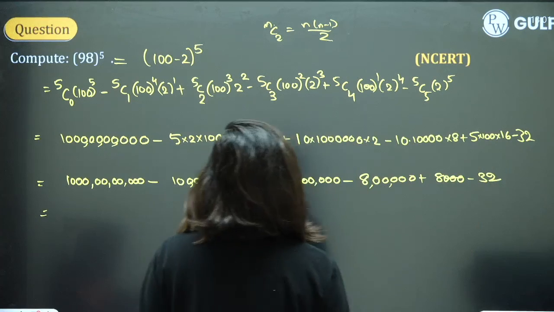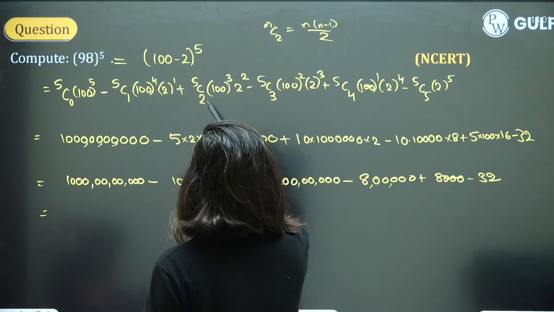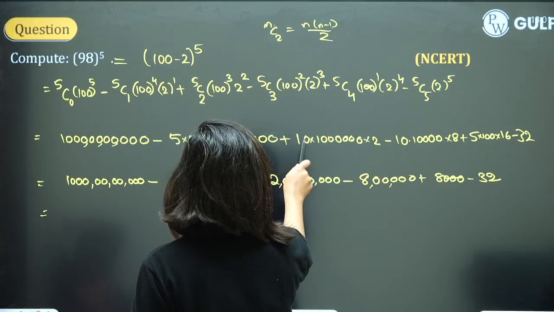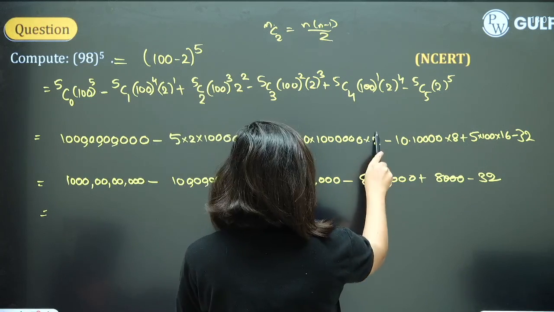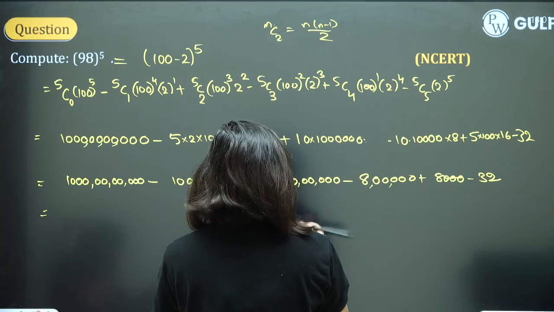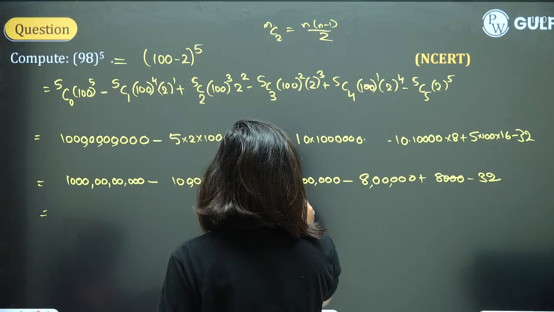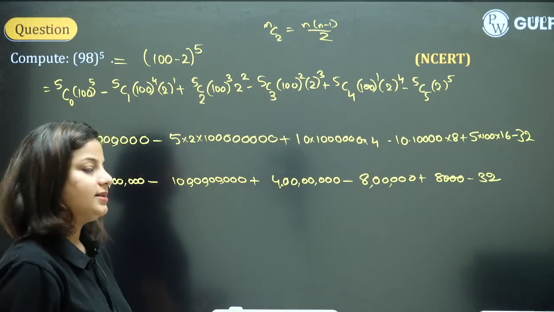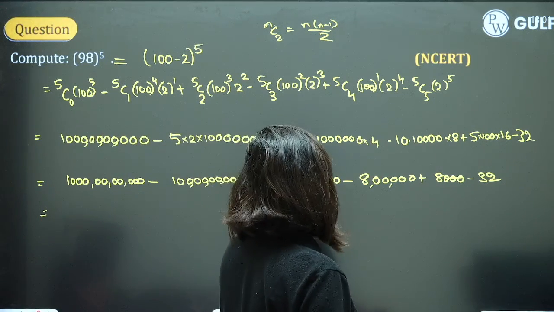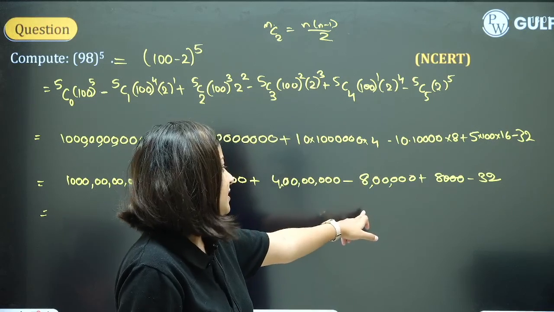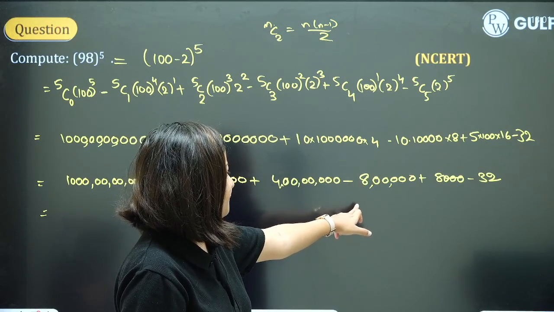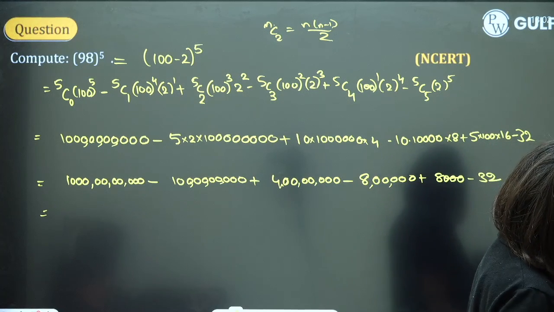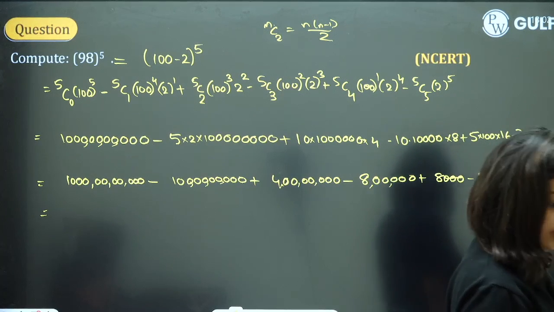What did I do here? 5C2, okay, the second term. Third term is 5C2, 10 and 2 square. This should be 4, not 2. Plus 4 crore. So then 1000 crore minus 100 crore is 900 crore. 900 plus 4, 904 crore minus 8 lakh. 904 crore minus 8 lakh means 903 crore 92 lakh.